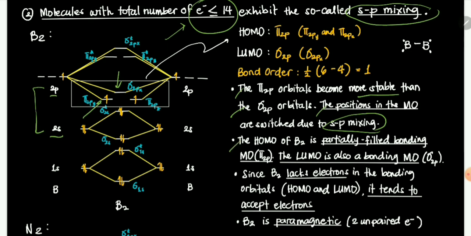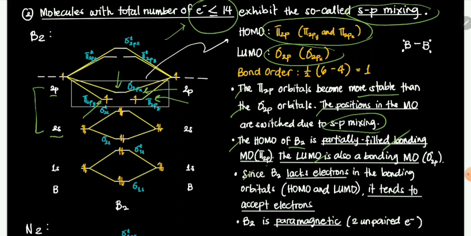Okay? So, the HOMO of B2 is partially filled. So, makikita natin dito, yung HOMO ay yung pi 2p. Okay? Tapos, yung LUMO ay sigma 2p or the sigma 2px. So, partially filled bonding MO yung HOMO ng B2. The LUMO is also a bonding orbital. So, ibig sabihin, hindi puno yung mga bonding orbitals ng ating boron 2.